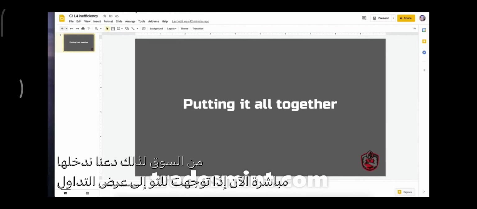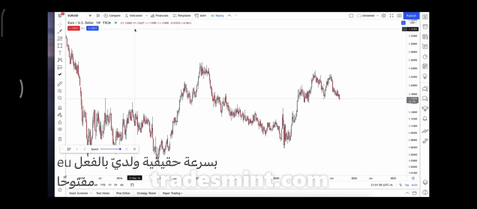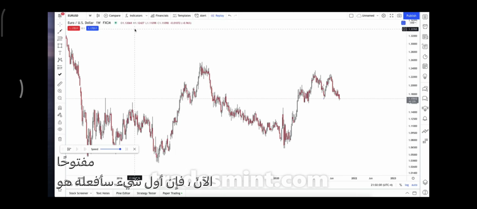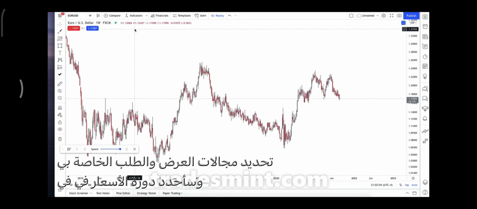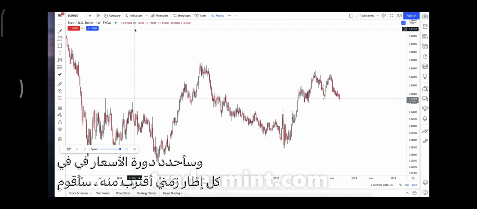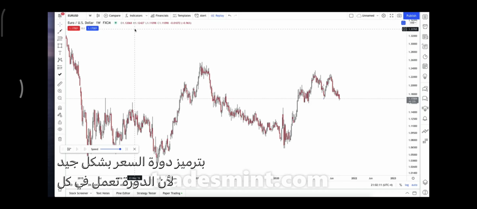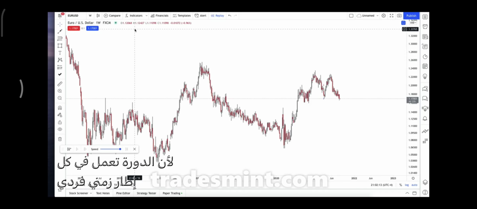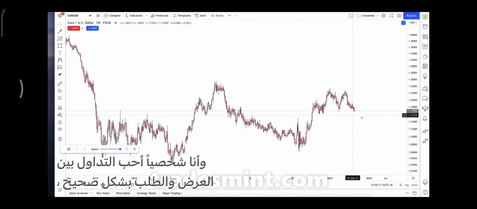Now if I just head over to TradingView real quick, I already have EU open. The first thing I'll do is mark out my areas of supply and demand, right? And I'd mark out the price cycle on every single time frame I approach, okay? Because the cycle plays out on every single time frame. And I personally like to trade between supply and demand, right?